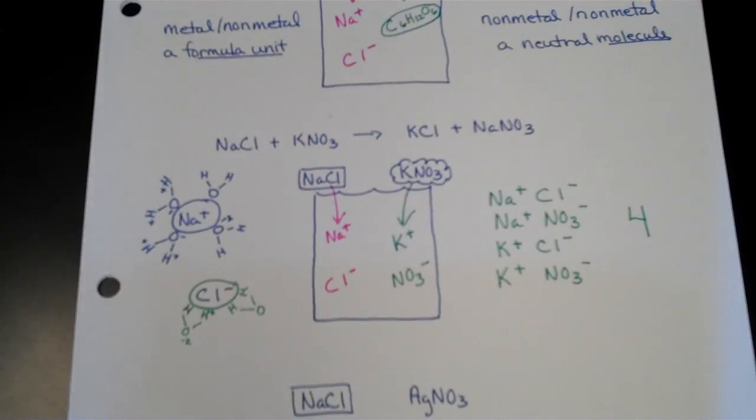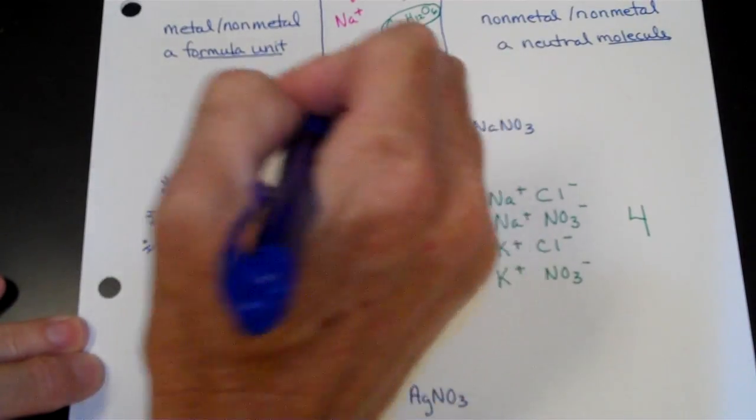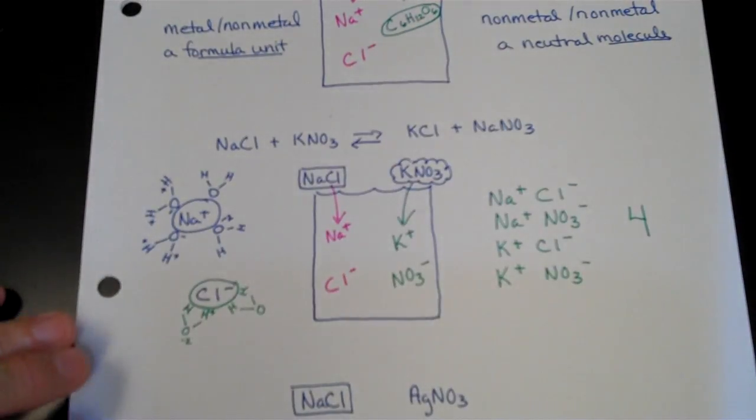How can we show this in our equation? Well, this reaction is said to be reversible. This is going to be shown by arrows going in both the forward and the reverse direction. We have a reversible reaction.